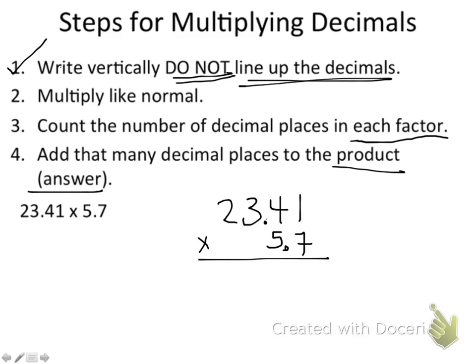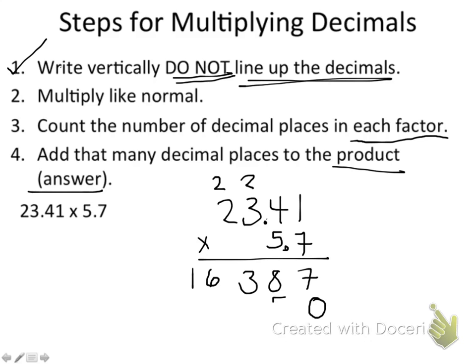Let's do step 2, multiply like normal. Awesome, I know how to do that. 7 times 1 is 7. 7 times 4 is 28. 7 times 3 is 21, plus 2 is 23. 7 times 2 is 14, plus 2 is 16. Then we add the 0 for the next line and continue with the 5.